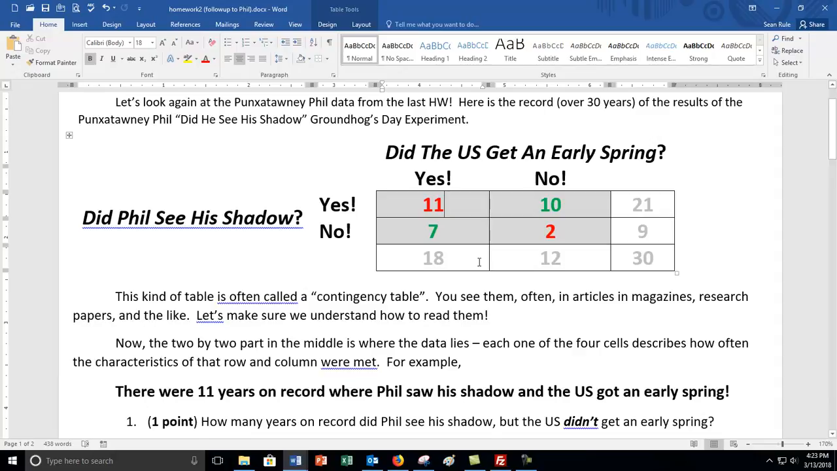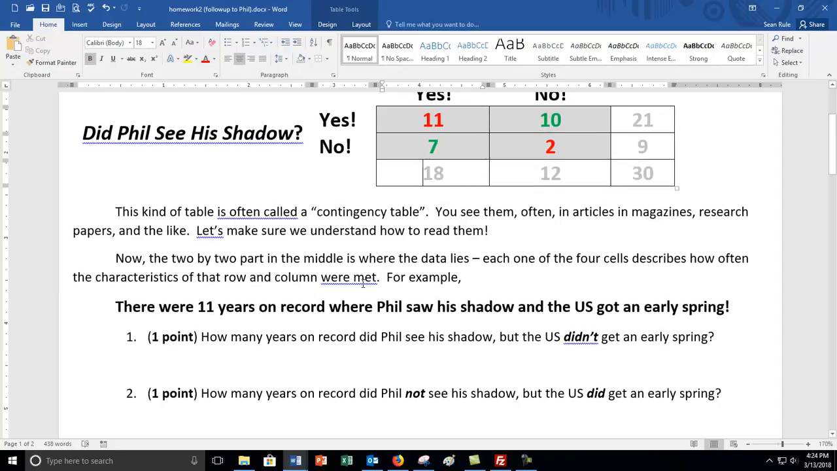Now, the reason some of them are green and some of them are red is due to the fact that, and again, I don't know what an early spring is, and I have no idea how they know if a groundhog sees his shadow. But apparently, if he does see his shadow, and we don't get an early spring, that is quote-unquote correct. That's why I made it green. Similarly, if he doesn't see his shadow and we do get an early spring, that is also a good thing. Again, I'm not entirely sure why these things are good or bad or whatever they are.